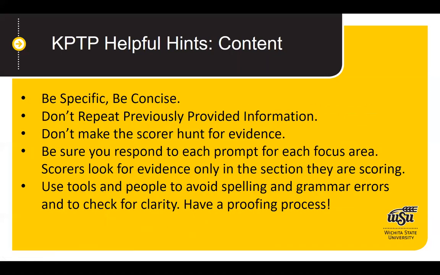When you are writing the content of your KPTP, I tell you to be specific and concise. You are limited to 35 pages. That does not include your cover sheet. So you really need to be consistent in what you're saying. Use thorough bullets so that you're not wasting a lot of space and time to transition from one thought to the next. Don't repeat previously provided information. And don't make the scorer hunt for evidence.